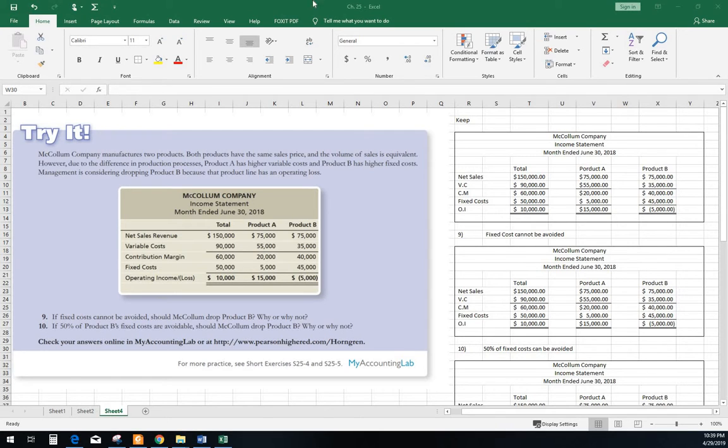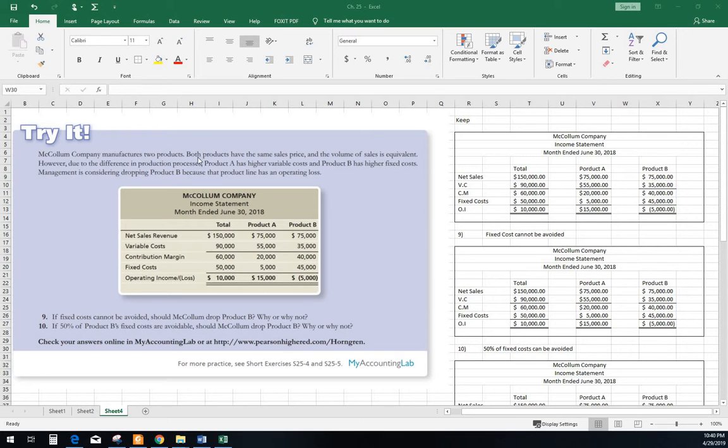Hey guys, I'm going to do a product line question. They want to know whether we should drop a particular product line because it's operating at a loss. So what we're going to do is compare the product line operating income before we drop the product and then hypothetically after we drop the product. And if the operating income is greater with the product, we keep it. If it is greater after we drop it, then we drop it. So let's read the problem and go through the examples.